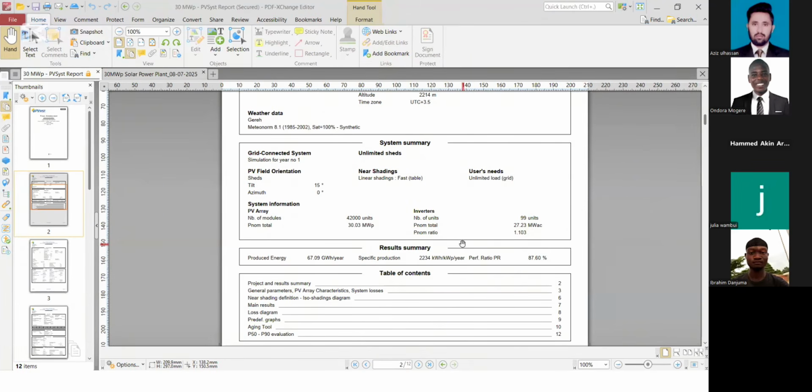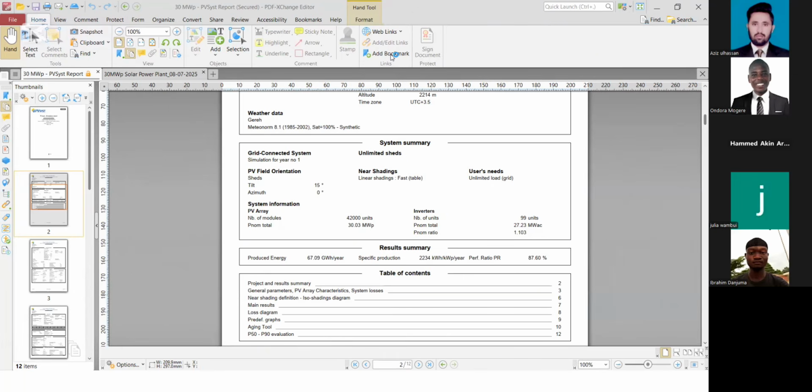But this is the software which will give us the generation numbers on the basis of the losses. We will put the losses in this software and we will give the meteo data. Meteo data means the environmental conditions. On that basis, we can estimate the energy numbers.